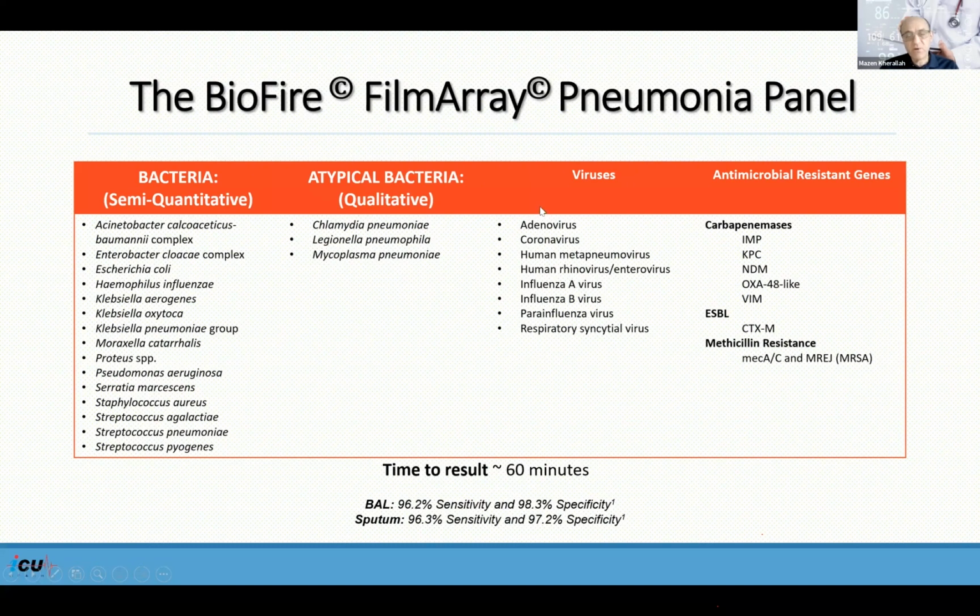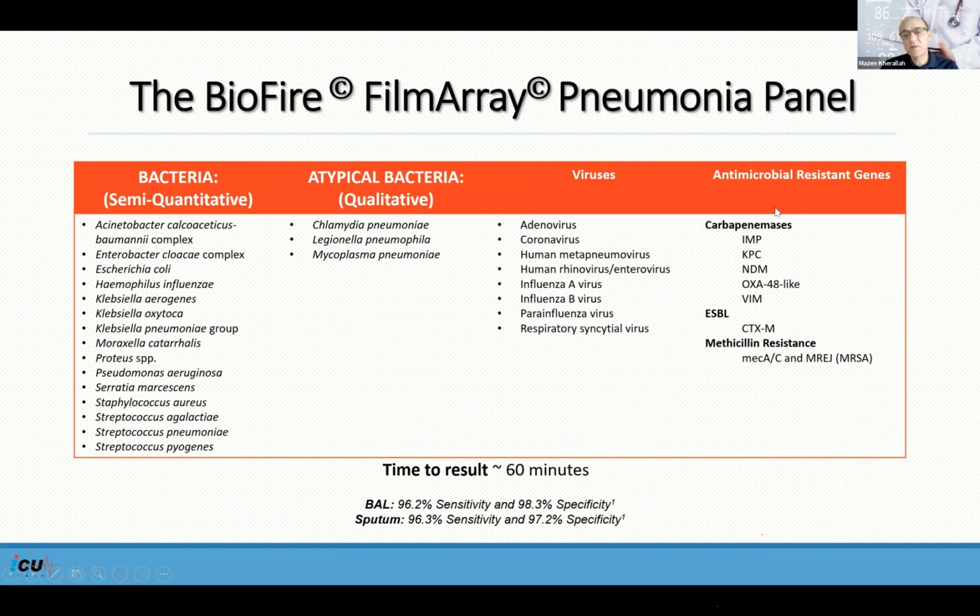We have 8 different viruses that include adenovirus, coronavirus, human metapneumovirus. Very difficult to differentiate between rhinovirus and enterovirus, so you get a result for both at the same time. So it depends on the specimen that you do. Of course, most of the respiratory viruses would be rhinoviruses. Influenza A virus, influenza B virus, parainfluenza, respiratory syncytial virus.